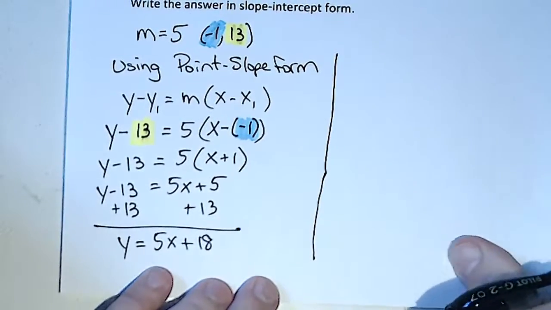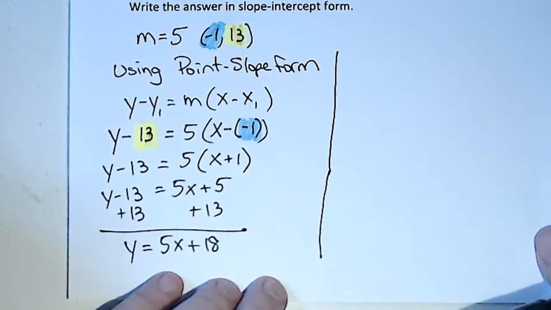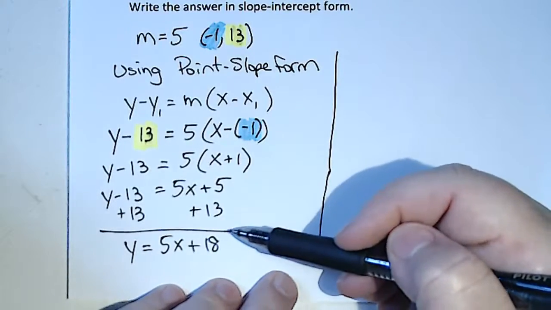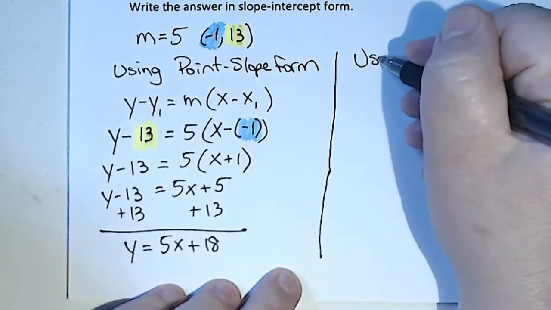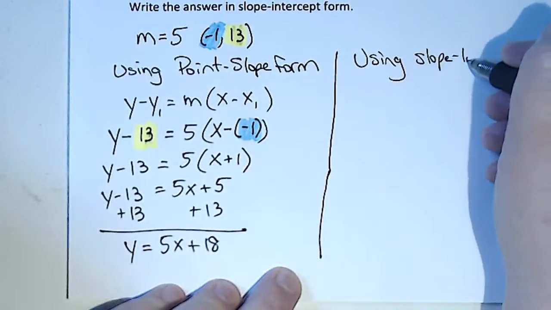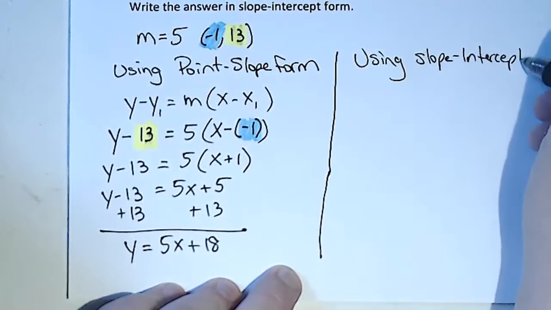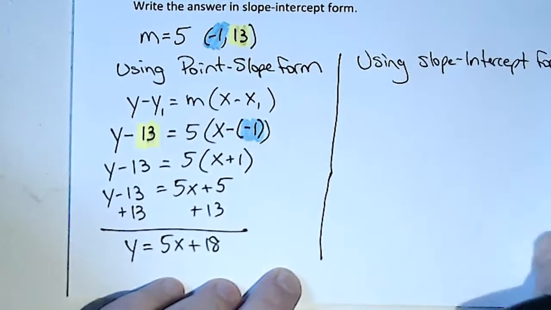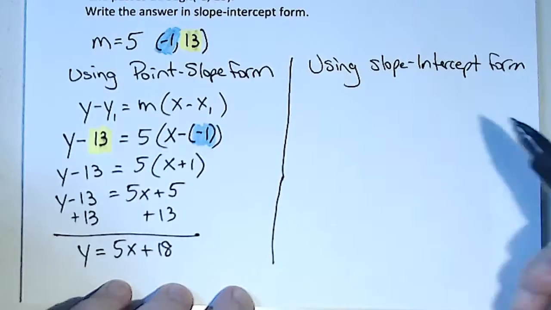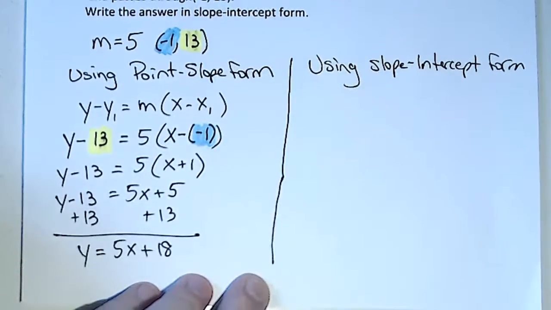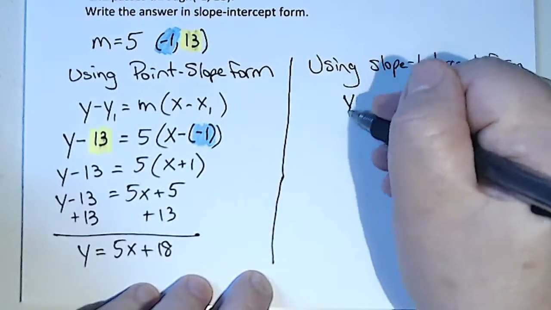Now, remember I said if you are just looking from the perspective of Math 40 or elementary algebra, you don't have to use this form. You can get away with using slope intercept form. And in fact, a lot of people find it much easier to use slope intercept form. So I'm going to go ahead and show you how to do exactly the same problem, but with the form that looks like this.